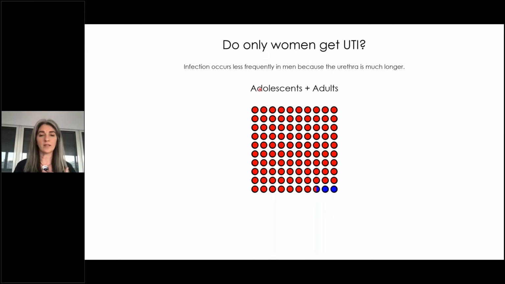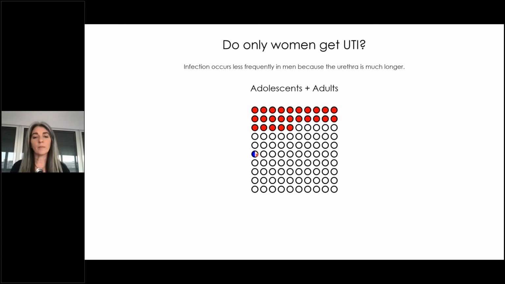If we consider patients who are adolescents or adults, this is what the patient population looks like. You can see that it's primarily women, in red, and men here are in blue. So not that many men in this age group get urinary tract infection. But if we step back and look at the whole population in general, about 50% of women in this age group are going to get at least one urinary tract infection in their lifetime, whereas about 1% of men will get infection.